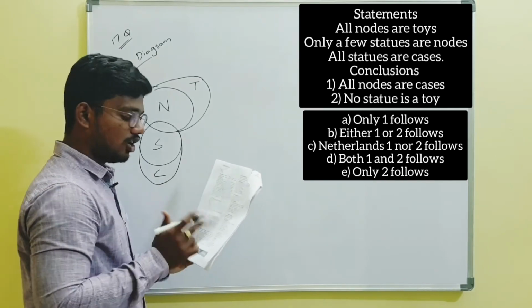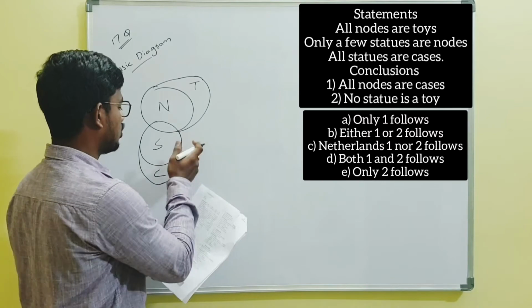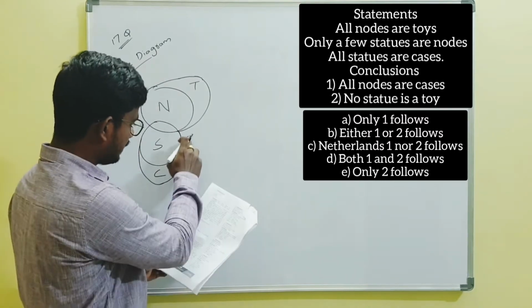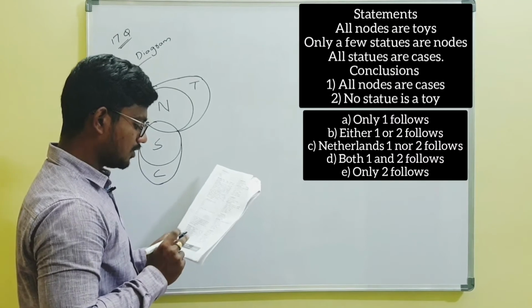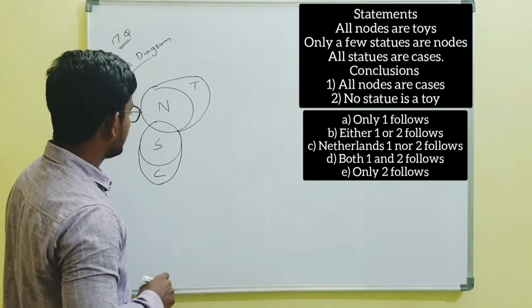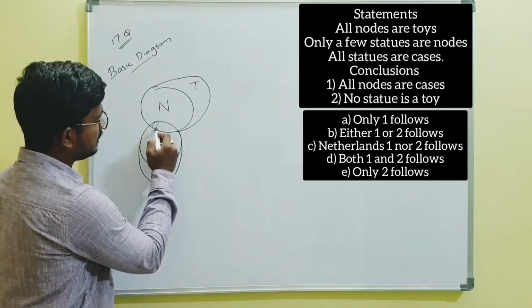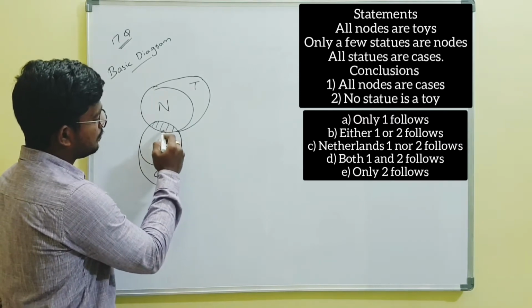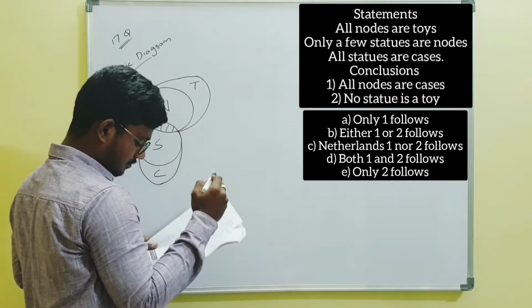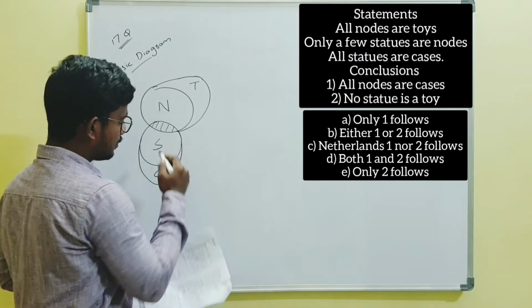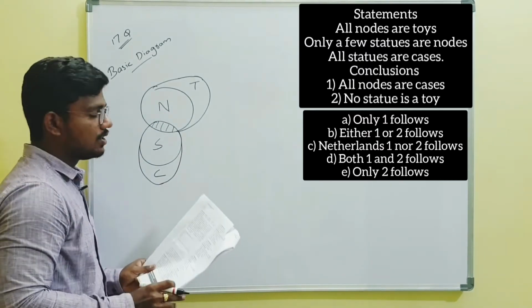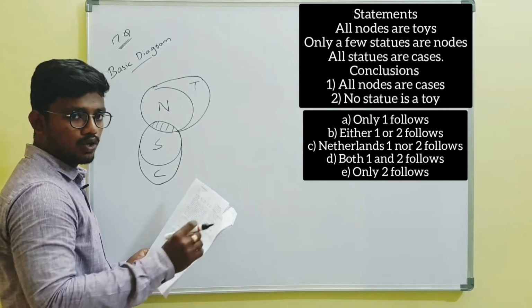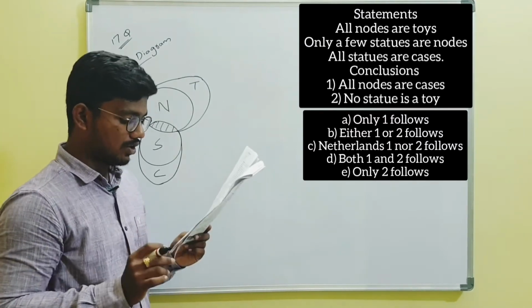But it is given that all nodes are cases, so which cannot be taken in this diagram. So it is a false statement. The second conclusion is no statue is a toy. See here, this region is some toys are statues. But it is given that no statue is a toy, so which is a false statement. So both the conclusions do not follow.